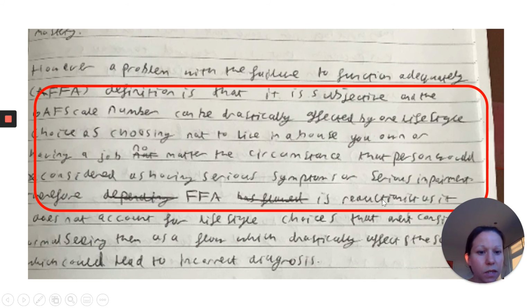we've essentially used the evaluation point of it being reductionist, and we have explained in what way it's reductionist, because it's not... sorry, I'm just reminding myself. So this idea here, we're talking about the failure to function adequately definition, and we're saying it's subjective. It's actually suggesting that there's certain things that you must do in order to adequately function. Well, actually, some of those things could be considered lifestyle choices.